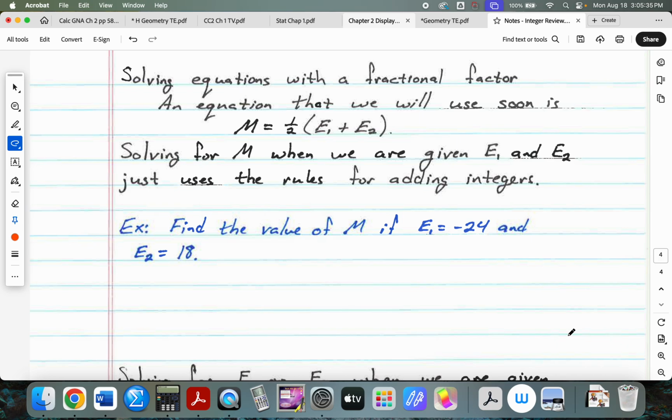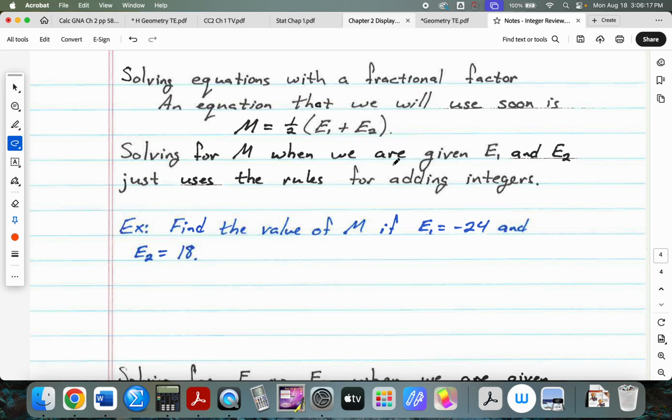One other thing that we're going to do today, and this is actually a setup for stuff that we're going to do later on this week, solving an equation with a fractional factor. An equation that we'll see soon is that m is equal to half of E1 plus E2. If you really want to be fancy about it, you can say m is equal to half of E subscript 1 plus E subscript 2. That's a lot to say. People sometimes will just say E sub 1 plus E sub 2 instead of saying subscript, but most of the time people just say E1 and E2.